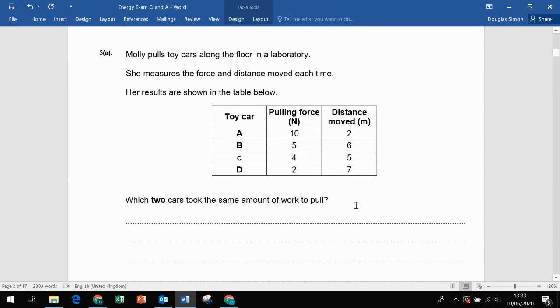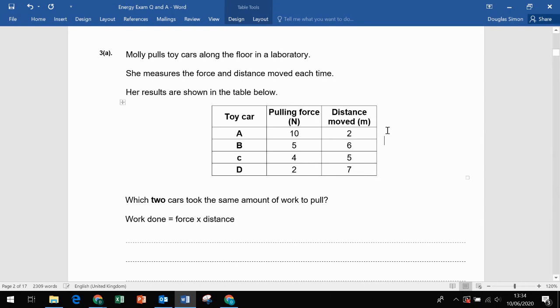Okay, question 3. Molly pulls toy cars along the floor in a laboratory. She measures the force and distance moved each time. The results are shown in the table below. Which 2 cars took the same amount of work to pull? So again, what equation is important? Work done equals force times distance. So which have the same?